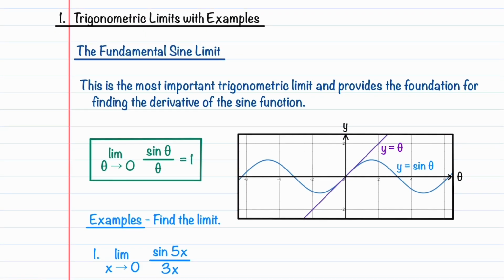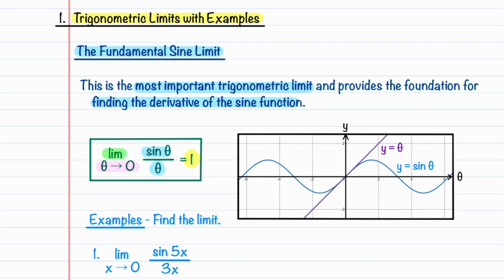We're going to look at two fundamental trigonometric limits and walk through some examples. The first limit that we'll look at is the fundamental sine limit. This is the most important trigonometric limit, and it provides the foundation for finding the derivative of the sine function. This fundamental limit is the limit of sine theta divided by theta as theta approaches 0 and is equal to 1.